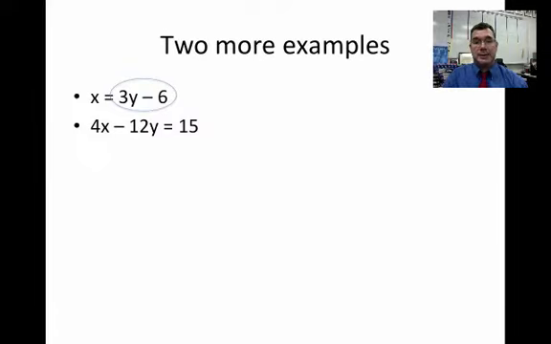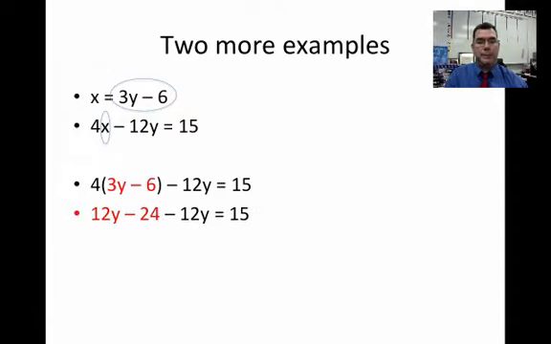3y minus 6. That is what I want x to be equal to in the other equation as well. So this x I want to replace with 3y minus 6 because that's what I want it to be equal to. So now my equation looks like this. I've made the substitution, and now I've only got one equation with one variable instead of two equations with two variables. I distribute the 4 outside the parentheses to get 12y minus 24, and then the rest looks the same.